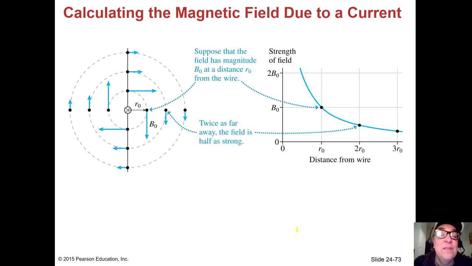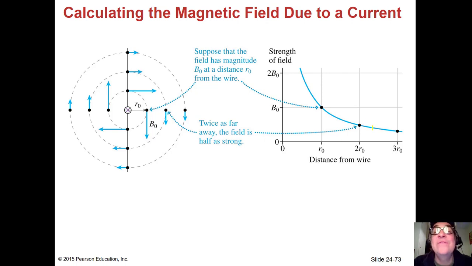Okay, so here's a magnetic field. Here's a wire. The current's going into the wire. Here's the direction of the magnetic field, and then we have the formula to calculate the strength. And if you were to plot it, it looks something like this. It goes like 1 over r.